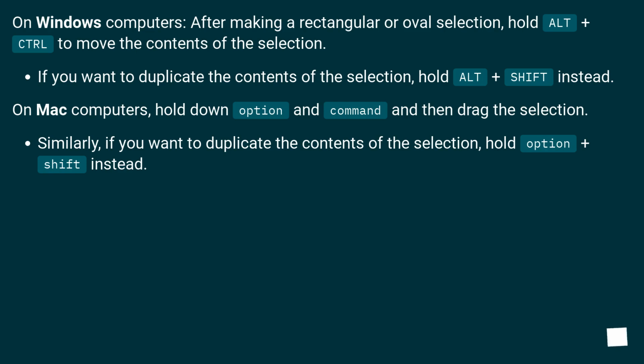On Windows computers, after making a rectangular or oval selection, hold Alt plus Control to move the contents of the selection. If you want to duplicate the contents of the selection, hold Alt plus Shift instead. On Mac computers, hold down Option and Command and then drag the selection. Similarly, if you want to duplicate the contents of the selection, hold Option plus Shift instead.